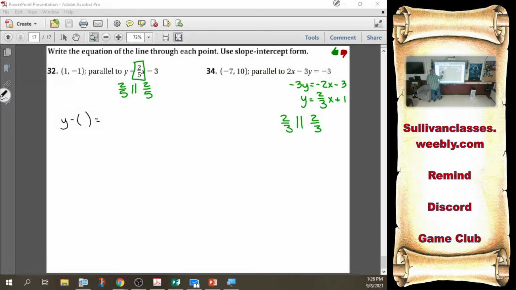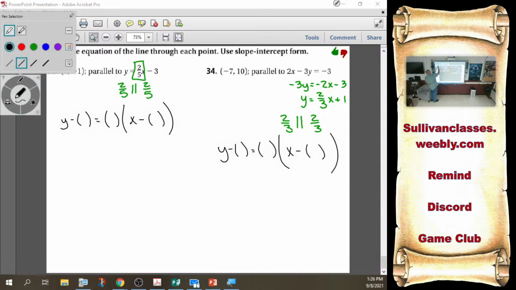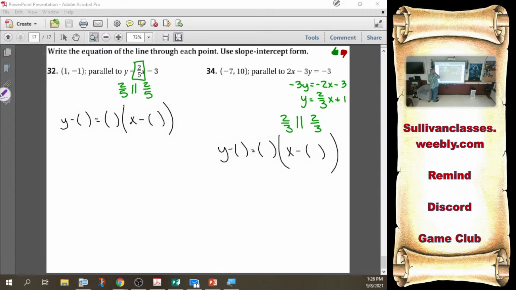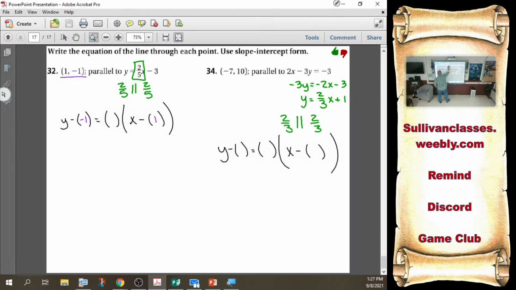Okay. The line that's parallel... it's parallel, but it doesn't go through those points. Does it go through those points? Are you sure? Plug your points in. Don't have your shirt covering the board.